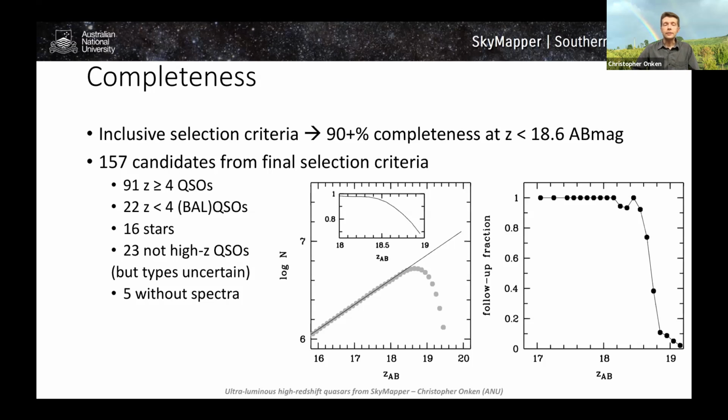And then there were 5 when we submitted the paper to Monthly Notices that we didn't have spectra for yet. But as of a run that just finished on Monday night, we can reduce the number without spectra. We've added 1 to each of those other categories. So we have 92 high redshift quasars from the sample of 157 candidates.